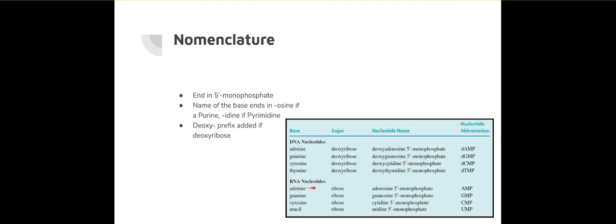And then with the RNA nucleotides, you can have A, G, C, and U. And so you just lose the deoxy on the prefix. And so the adenine-based one will be adenosine 5-monophosphate, AMP, it's just without the little d in front of it because it's RNA. Guanosine 5-monophosphate, GMP, so forth and so on.